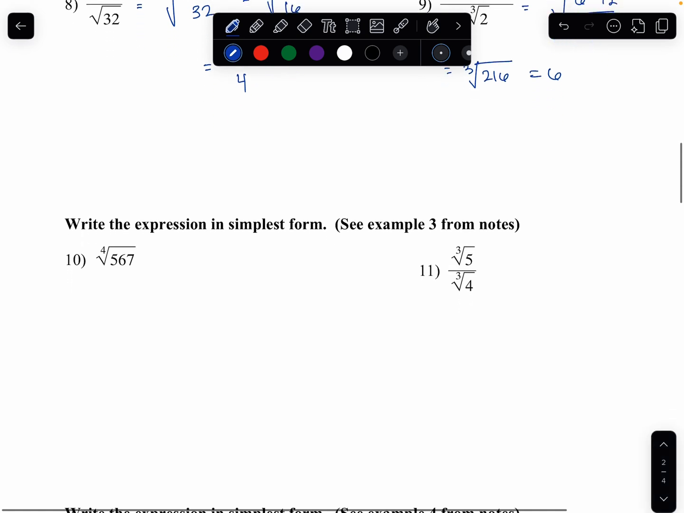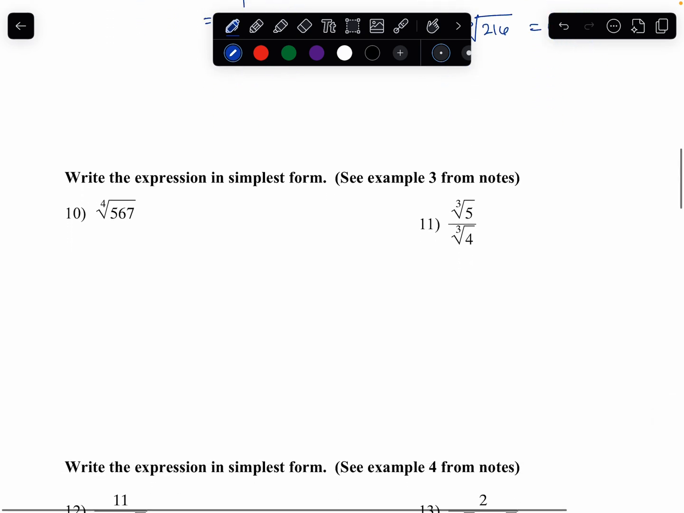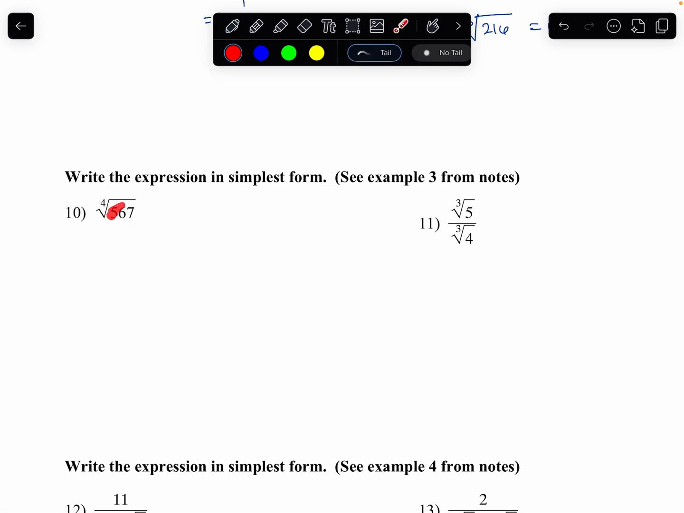Okay. Write an expression in simplest form. Alright, so we're going to simplify radicals. So 567 does not have a fourth root. So we're going to try and see if 567 has factors that are fourth roots. So I'm going to try and divide 567 by perfect fourth roots. So let's see numbers that are perfect fourth roots.